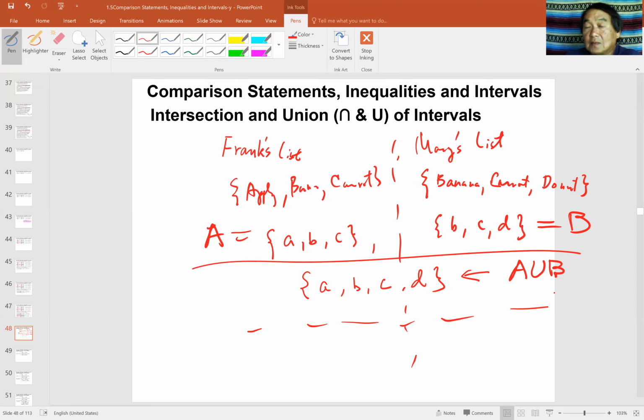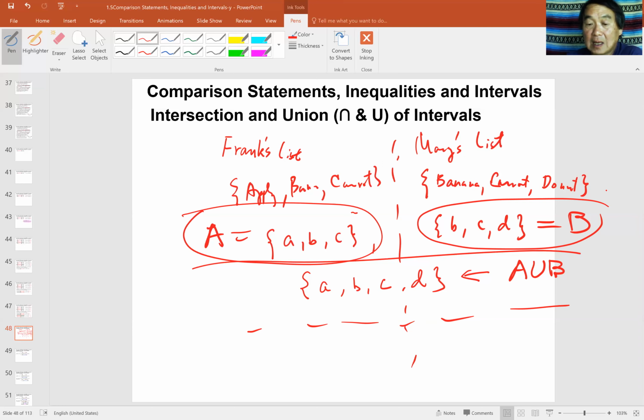Suppose we don't have enough money. The items in A are what I want, the items in B are what Mary wants, so what we buy are the things we both want, which are B and C. We forgo the things not on both lists, and that is called the intersection. So A intersection B is the common items in both lists.